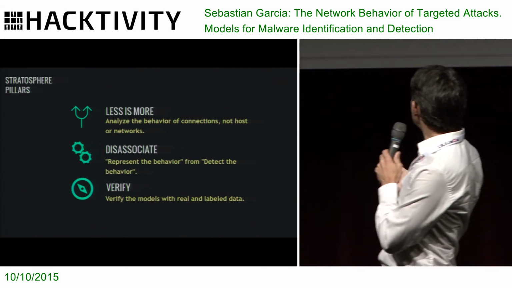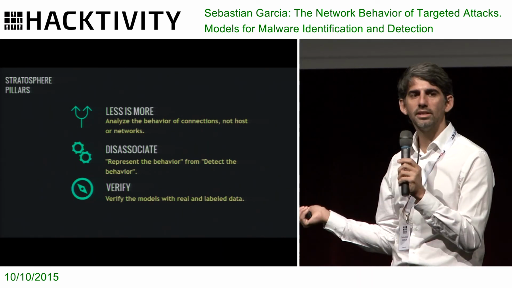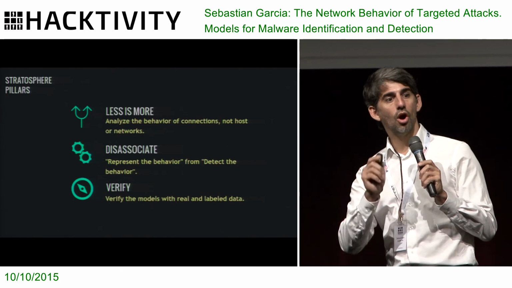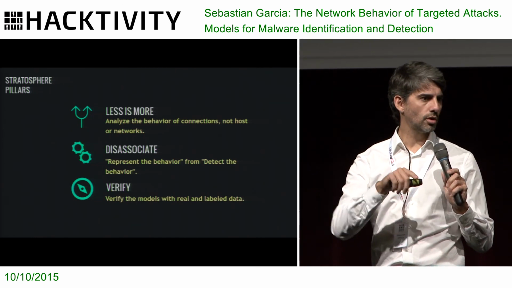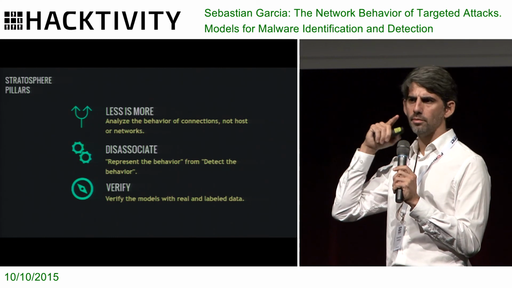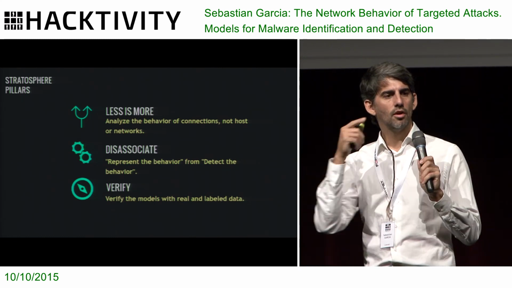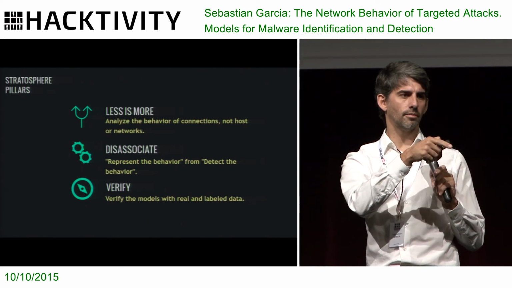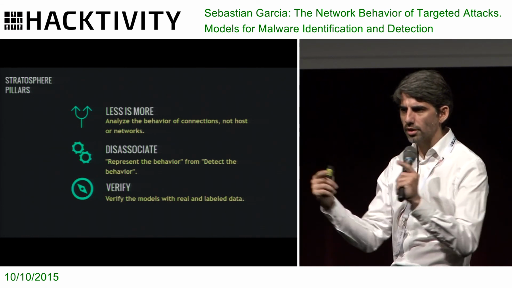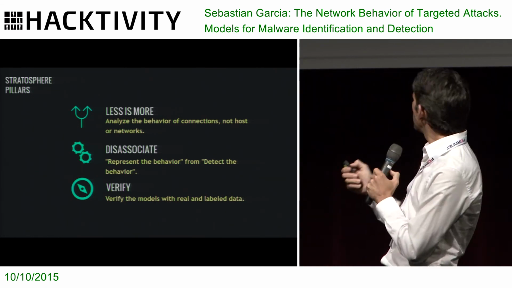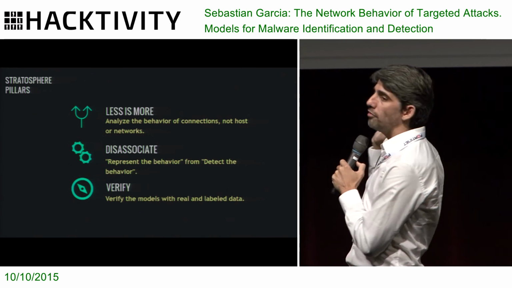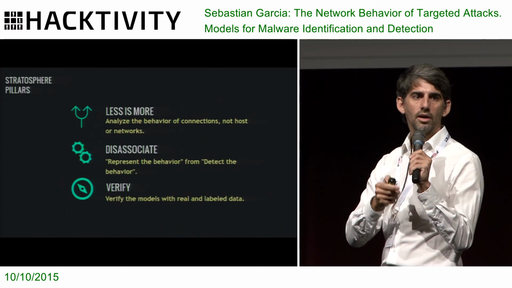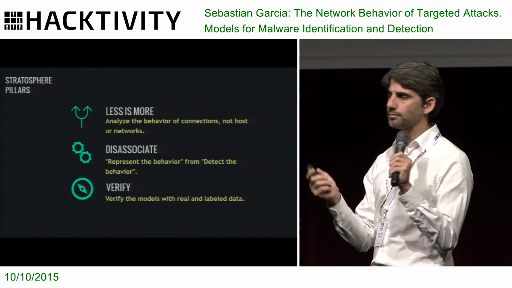The second point is the disassociation. That means that the representation of the behavior in the network, how we look at the behavior, is separated from how we detect the behavior. Usually this is all together, but we are separating it. And finally, verify the models with real data. We need real data here.